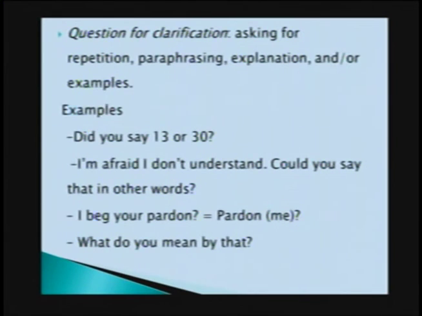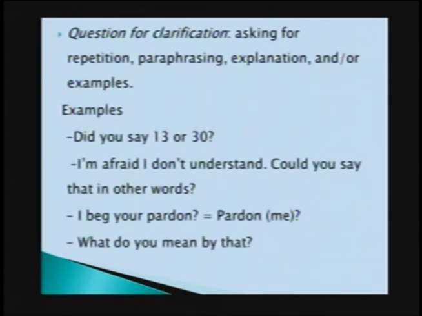Another one is, I'm afraid I don't understand. Could you say that in other words? Look how nice we are being when we say, could you say? Could you say that in other words? Could you repeat, please? Could you say that again? There are many other variants we can use with the expression, could you say? One that is very useful is the other one. I beg your pardon, or pardon, or pardon me. This is very polite. I beg your pardon, pardon me.